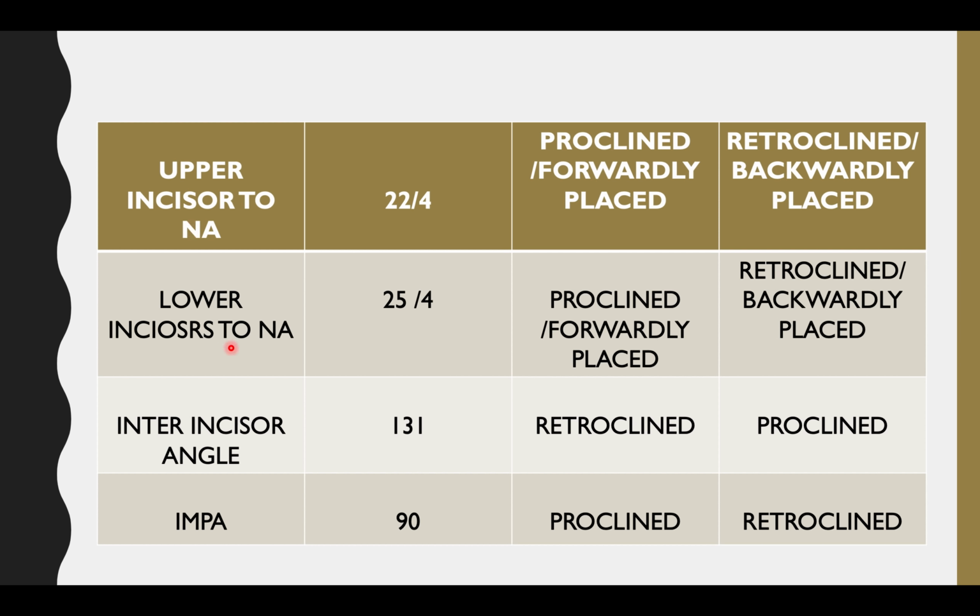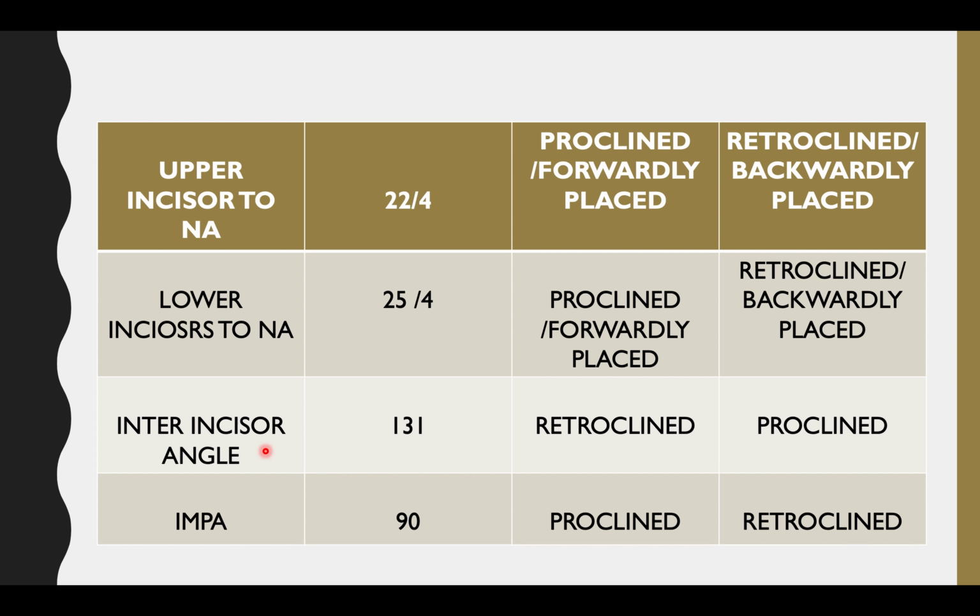So coming to the lower incisor to NA, it should be of 25 degrees and 4 mm. They are proclined if it is a greater value, around 30 degrees, and forwardly placed because of the linear measurement. Retroclined if it is a lesser value, and backwardly placed, linear measurement. Okay, these are self-understanding parameters.